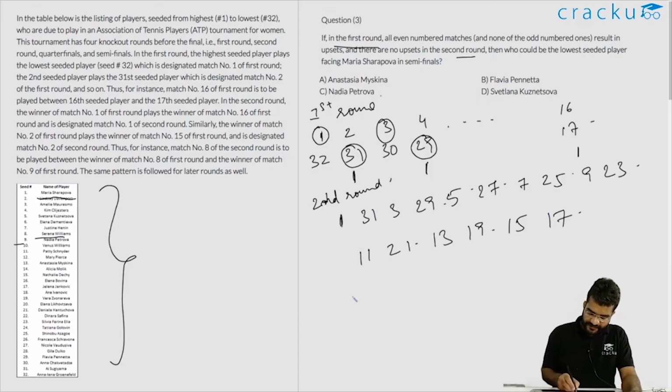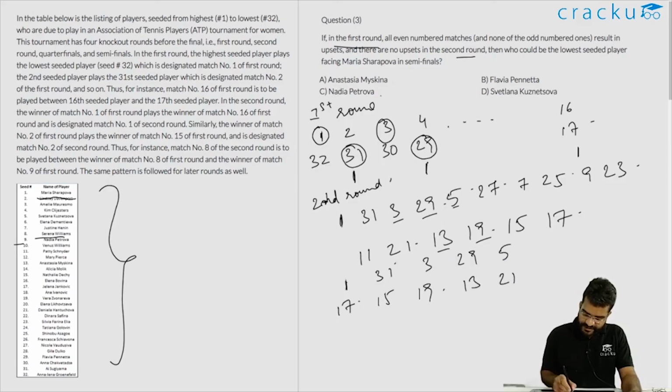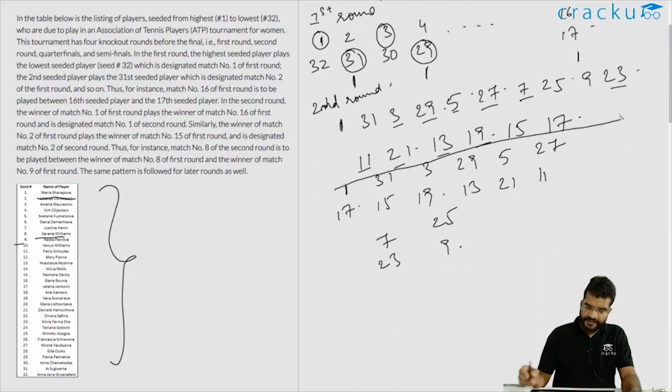Now the pairings for the second round will be 1 versus 17, 31 versus 15, 3 versus 19, 29 versus 13, 5 versus 21, 27 versus 11, 7 versus 23 and 25 versus 9. These are the pairings for the second round. The reason we have jotted down all of them is because we know that there are only 8 matches in the second round. So if you can individually put them down without trying to find any sort of pattern, we will avoid silly mistakes and there is not a lot of calculation involved.